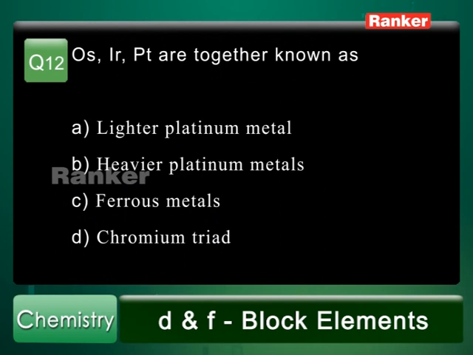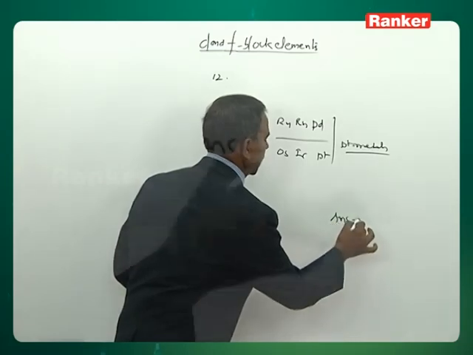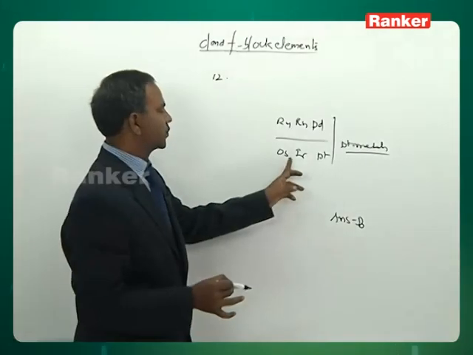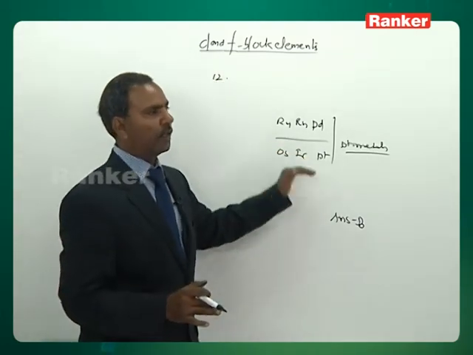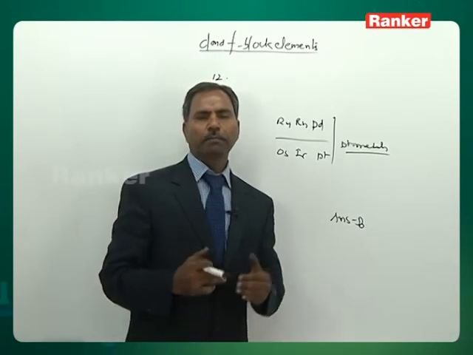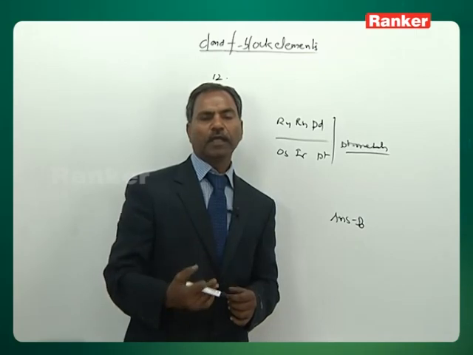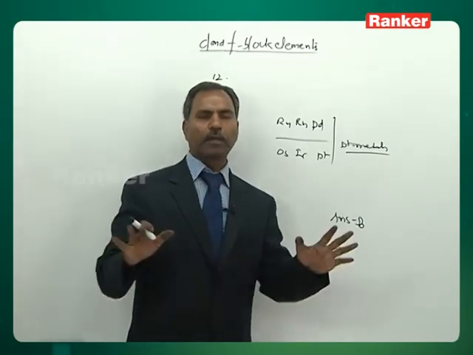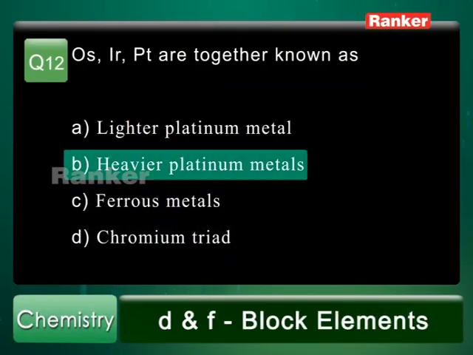Therefore, option A is given as lighter platinum metals. These are lighter, but these are heavier platinum. Therefore, option B is the correct answer. Osmium, iridium, platinum are known as platinum metals only, but these are heavier, therefore commonly known as heavier platinum metals. The first 3 we call lighter platinum metals. All together, platinum metals: lighter platinum and heavier platinum metals.